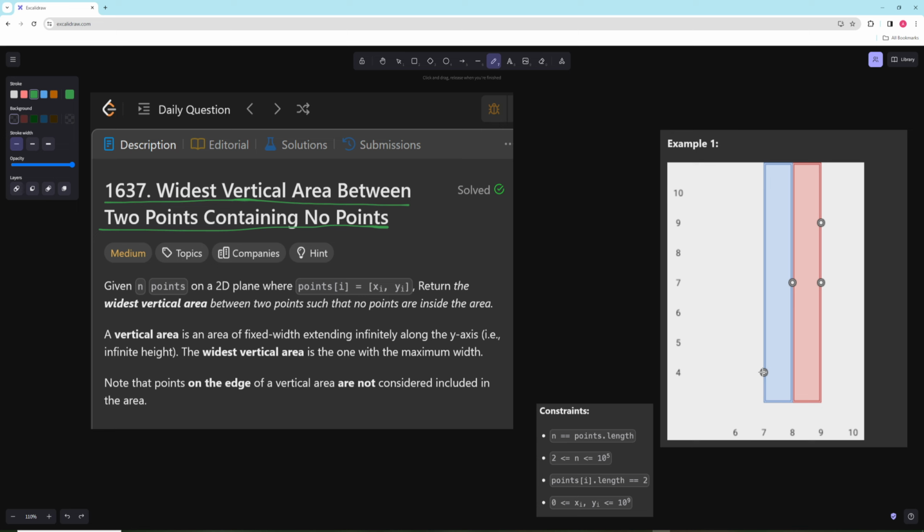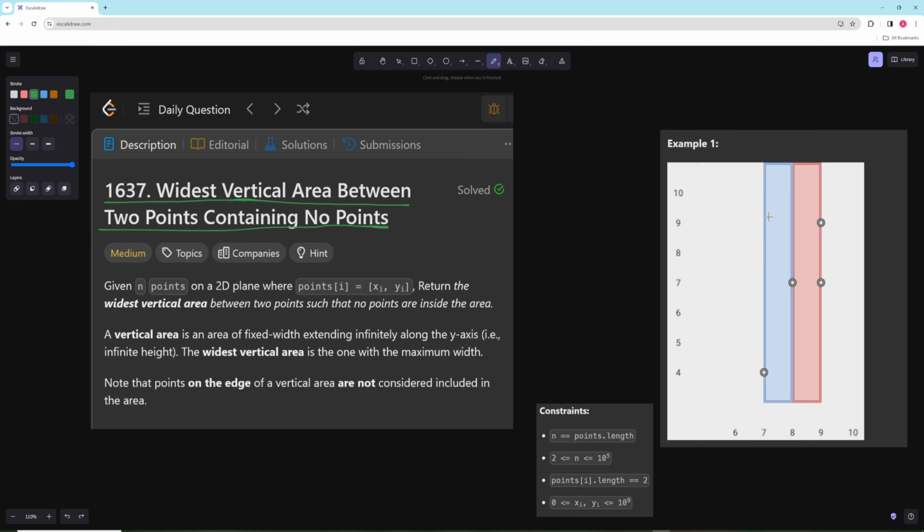So in this example, these are points here. We have a point at 7, 4, a point at 8, 7, 9, 7, and 9, 8. Basically, what they're really asking, so it's kind of an easy problem, is what's the biggest distance between any 2 points horizontally, essentially? Because the vertical area is going to be infinite.